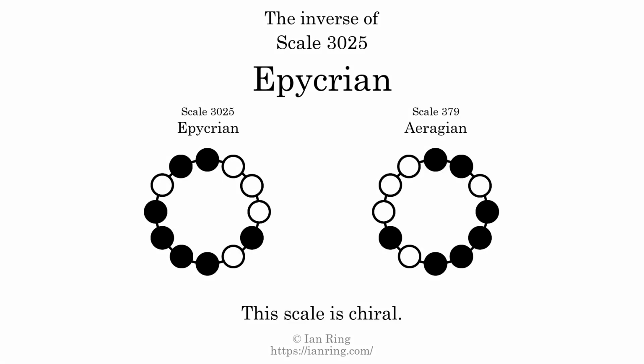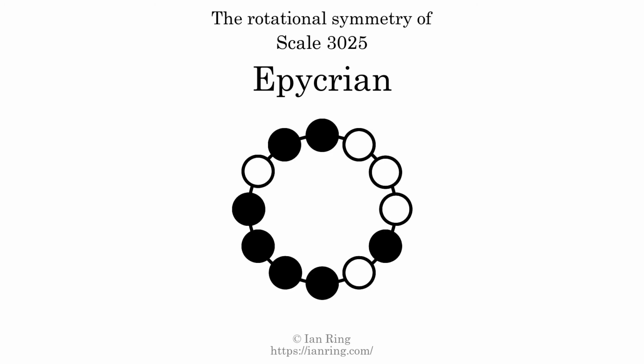The inverse of a scale is a mirror image. It is what you get when the sequence of intervals is reversed. The inverse of this scale is scale 379, also known as a region. This scale is chiral. It cannot transform into its inverse by rotational transformation. This scale has no rotational symmetry.